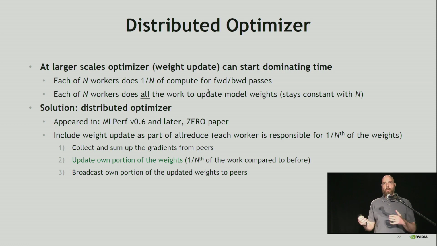So this way you actually scale the weight update work also by the factor of n on an n worker system. And this has appeared, to the best of my knowledge, for the first time in MLPerf v.6 submissions. I think it was for Transformer Network. TPU system used that. And then later Microsoft Zero paper also described various variants of this approach.